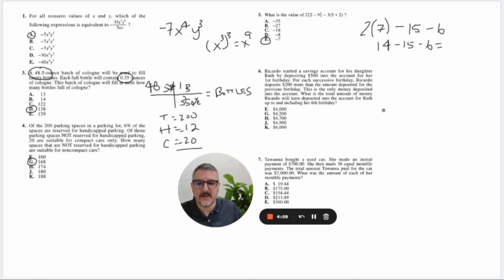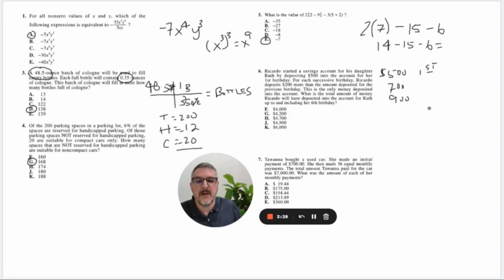What about number 6? Ricardo started a savings account for his daughter Ruth by depositing $500 into the account for her first birthday. So $500 for her first, okay? For each successive birthday, Ricardo deposits 200 more than the amount deposited for the previous birthday. So in her second, it's going to be 700, and then 900, and so on, okay? This is the only money deposited into the account.